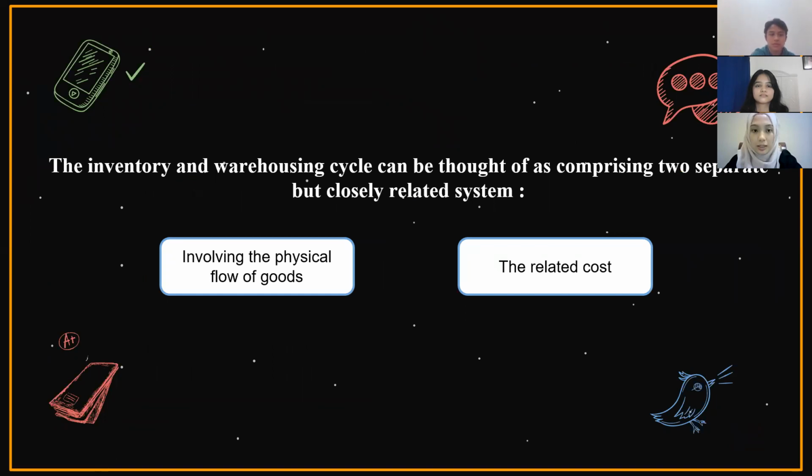The inventory and warehousing cycle can be thought of as comprising two separate but closely related systems. First one involving the physical flow of goods. About the movement of inventory or the movement of raw material from the beginning to be processes to become semi-finished goods or part of the working process to become inventory or ready to sell goods. The next one, the related costs.